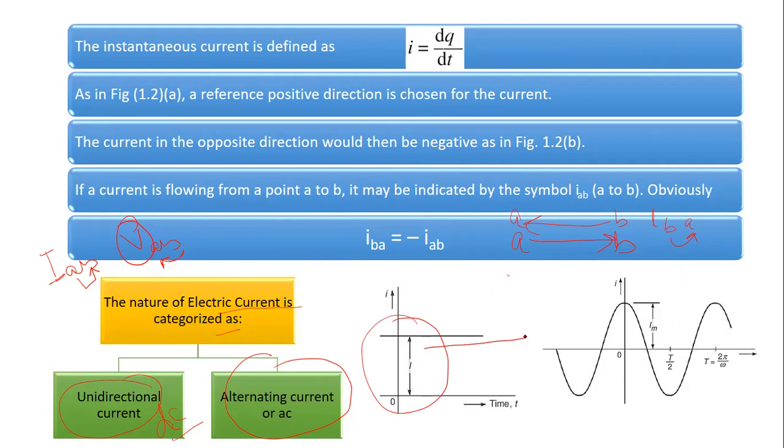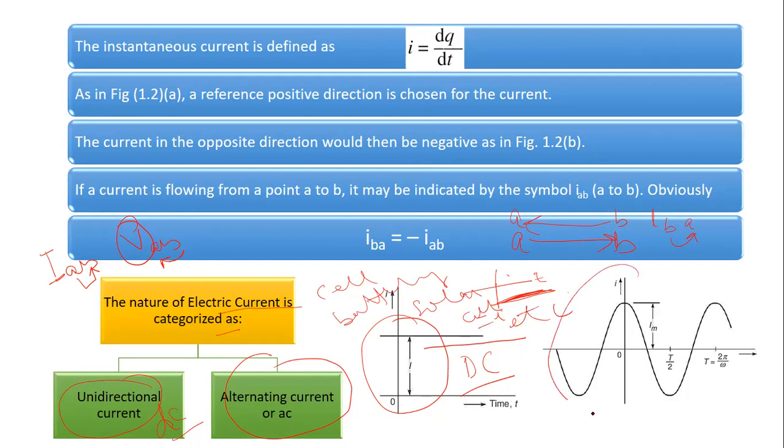It could be in the positive direction or in the negative direction. You can also have a negative current, like minus I here, in the fourth quadrant. So it could be positive or negative, but it will have only one direction. This is the nature of direct current. Examples are cell, battery, solar cell, etc.